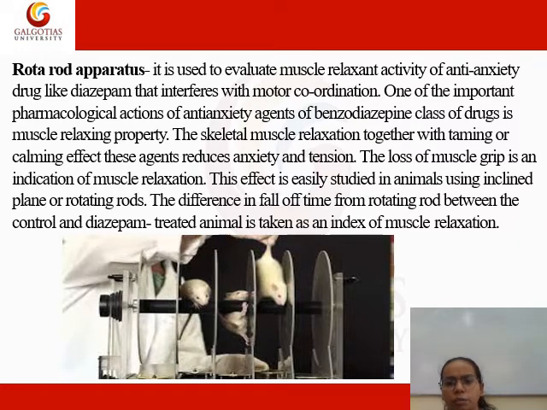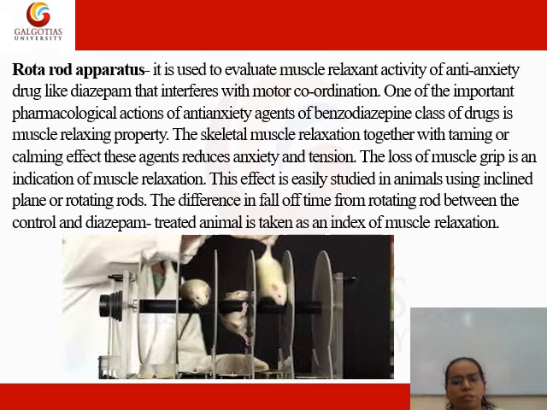The loss of muscle grip is an indication of muscle relaxation. This effect is easily studied in animals using inclined plane rotating rods. The difference in fall time from the rotating rod between the control and diazepam treated animals is taken as an index of muscle relaxation. We take two groups: one is the control group, and the other is the drug group, the standard test group.